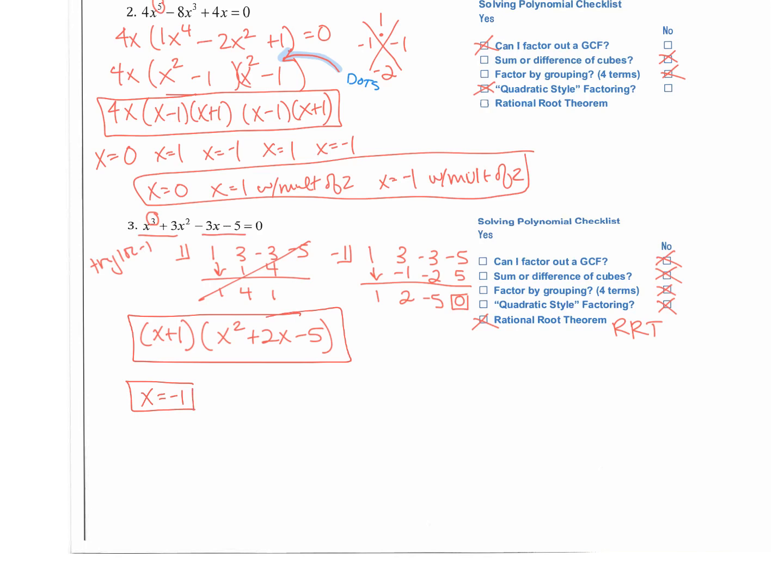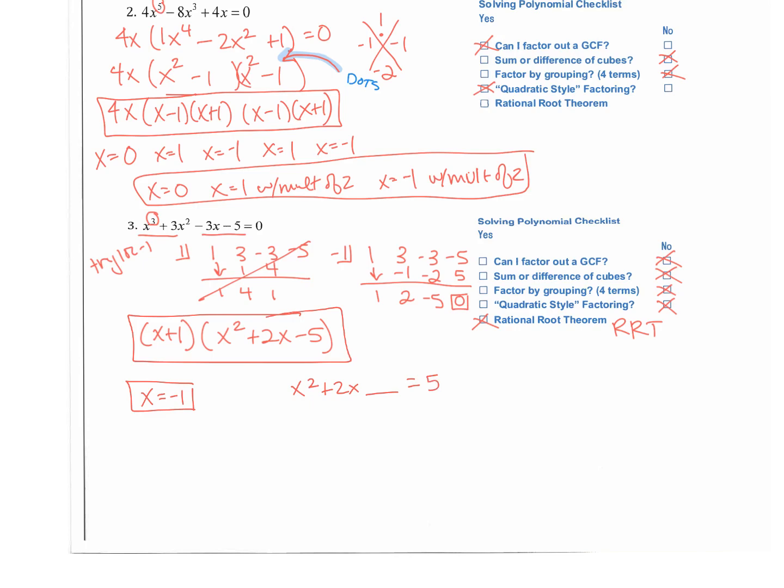Now to solve x squared plus 2x minus 5, I could use complete the square or quadratic formula. I'm going to use complete the square, but you are welcome to use quadratic formula if you'd rather. So completing the square, I have x squared plus 2x, leave a space, and I'm going to move my negative 5 to the other side as a positive 5.